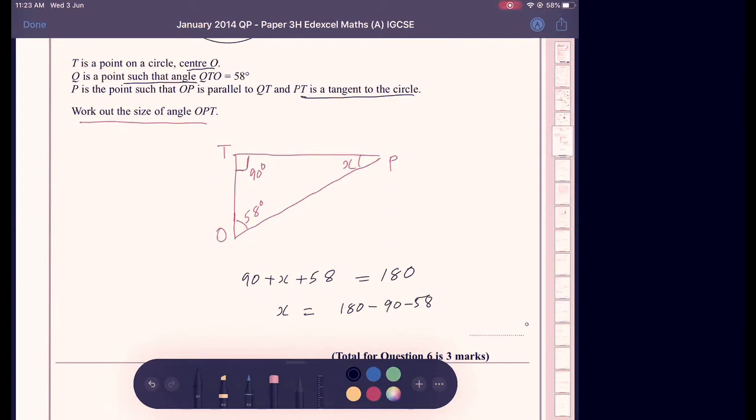So angle OPT is equal to 42 degrees. So the answer is 42 degrees.